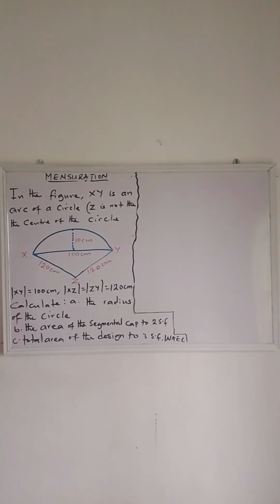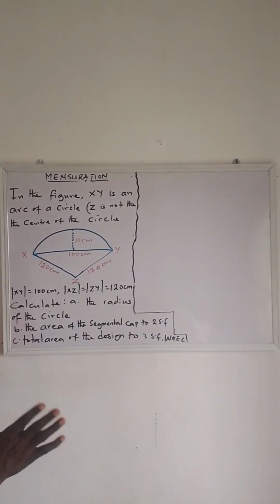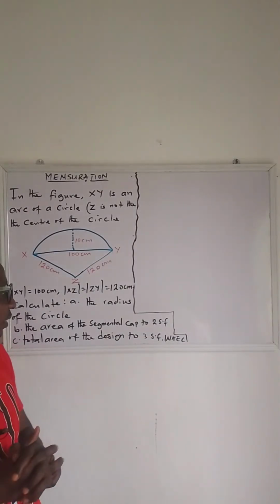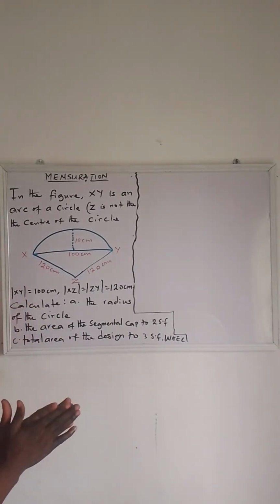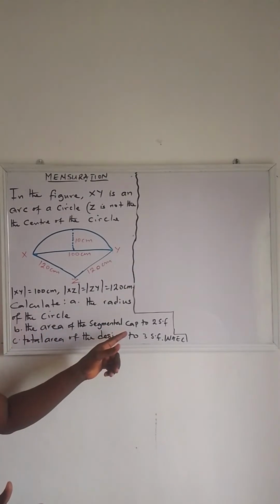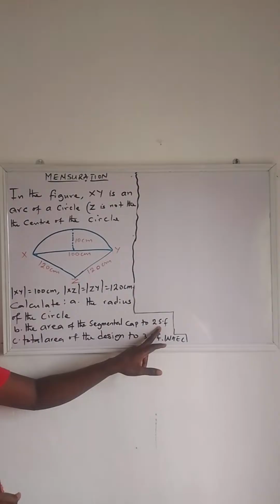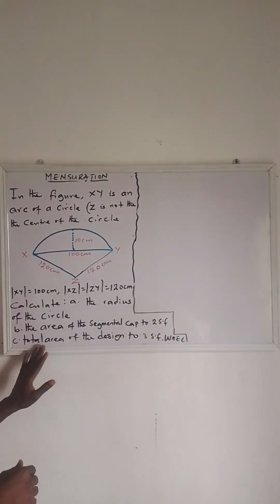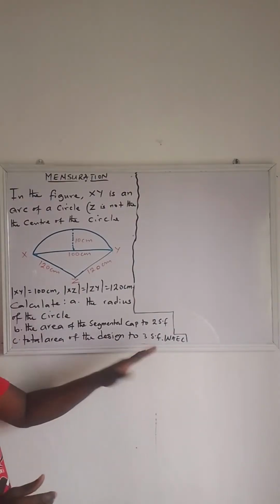That's the implication. Now, length XY is 100 centimeter. Length XZ equals ZY, which is 120 centimeter. So now you have to calculate the what? The radius of the circle. The radius has not been given, so you calculate the radius. After that, you calculate the area of the segmental curve to two significant figures. And the last one, the total area of the design to three significant figures.